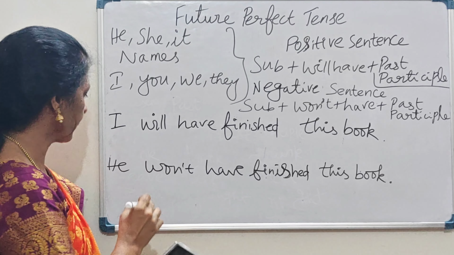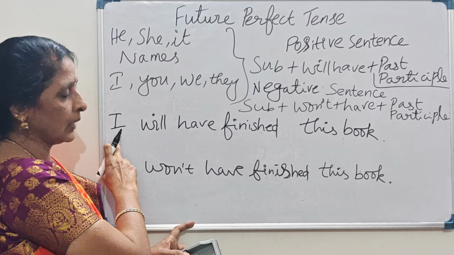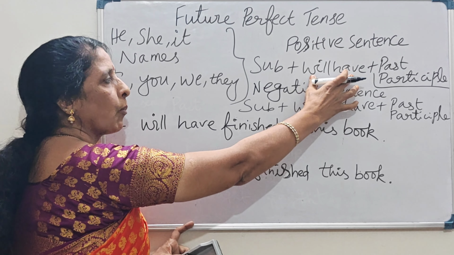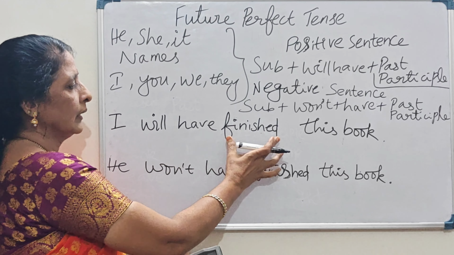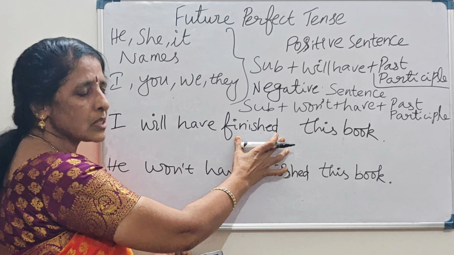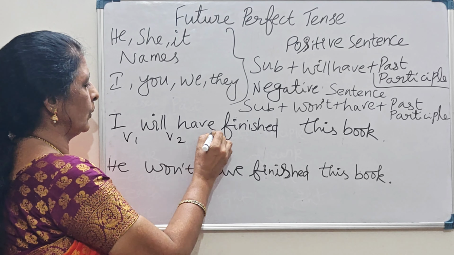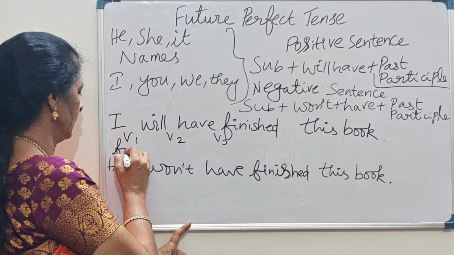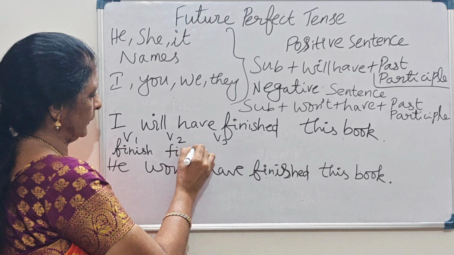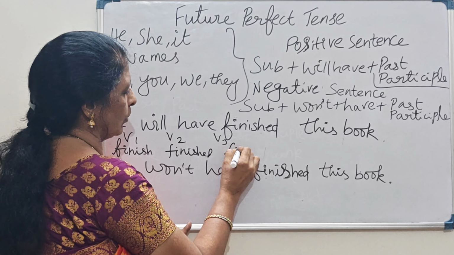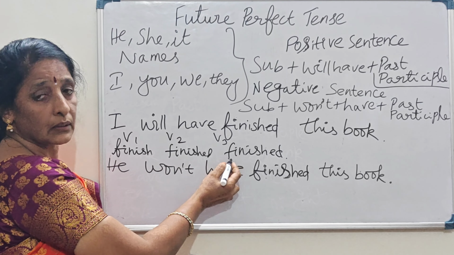Now first you see here, first we have to write subject. So we have written subject. Will have, that is for positive sentence, will have. And future perfect tense. What is this? Past participle. Okay, for this all the three forms we'll see. V1, V2, V3. Finish. V1 finish. V2 finished, same finished. V3 also finished. Okay. This is the third form, past participle.